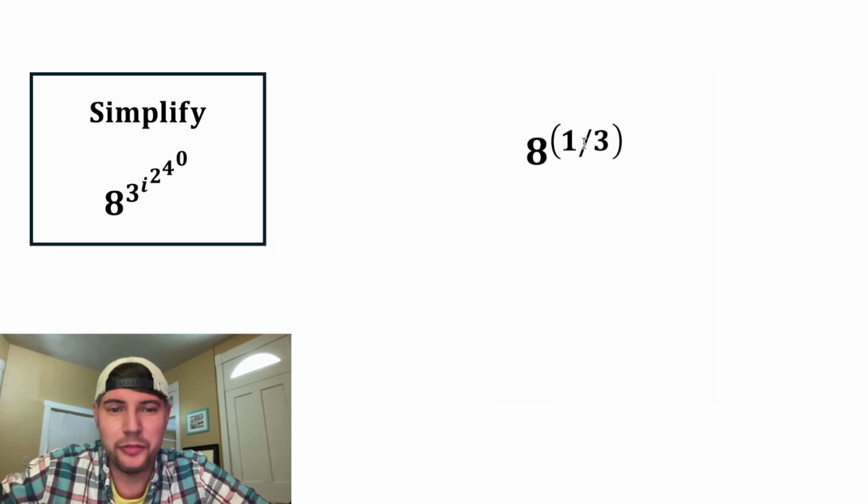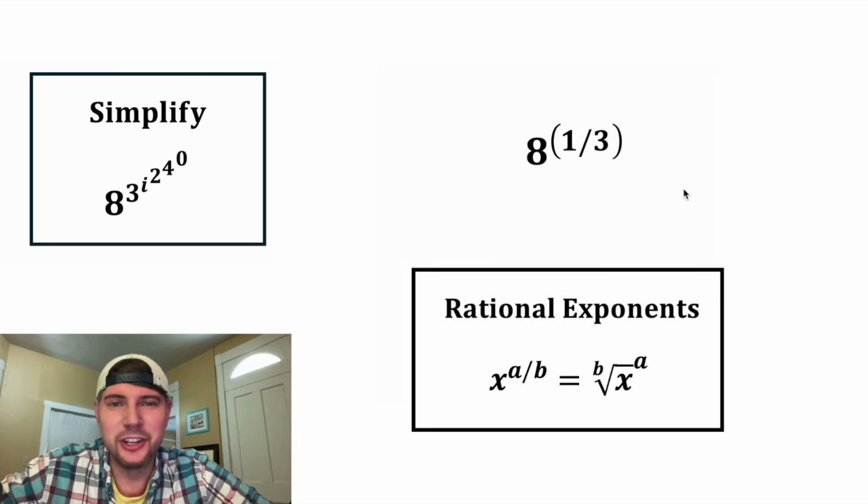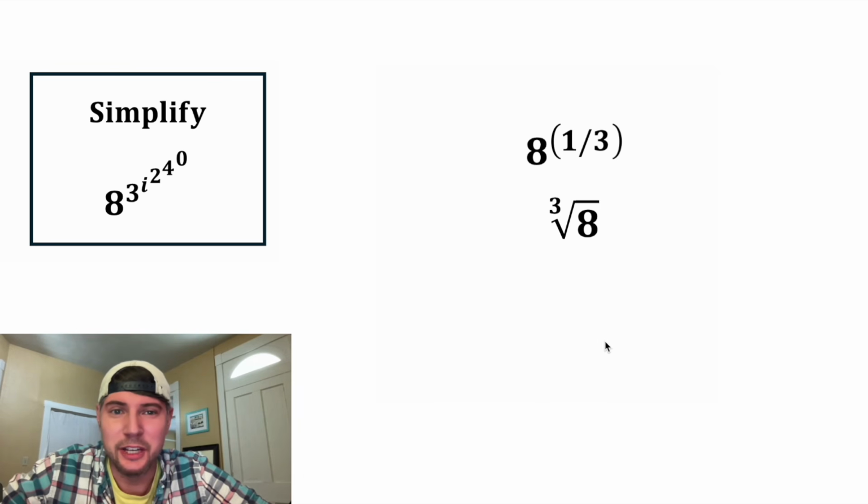And now we have a fraction as an exponent. These are called rational exponents. Here's the notes for rational exponents. The denominator is the root and the numerator is the exponent. So this 8 to the 1/3 can be rewritten as the cube root of 8. This denominator tells us the index of the root. And if you want to see a demonstration for these notes, we can do that as well.